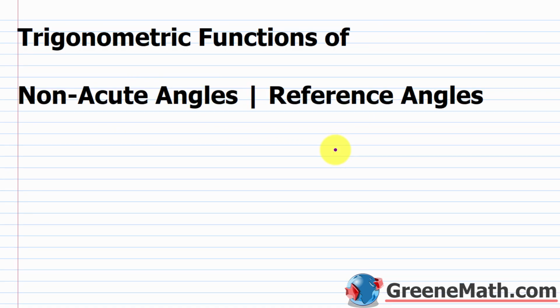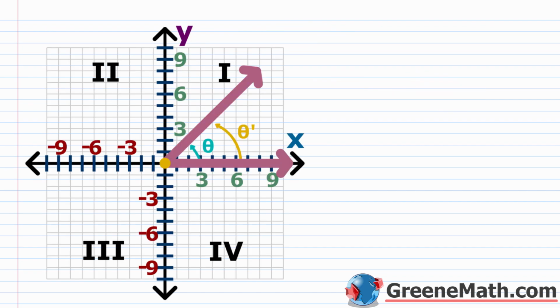In this lesson, we want to talk about trigonometric functions of non-acute angles, and also we'll learn about reference angles. All right, so let's start off with the concept of a reference angle. This is something that's very important in trigonometry. So first, from the definition, we're going to say that every non-quadrantal angle in standard position will have a positive acute angle known as its reference angle.